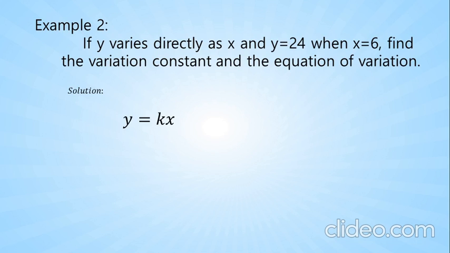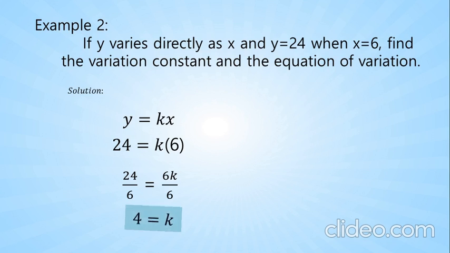Next, we substitute the given values of x and y into the equation. Therefore, we have 24 is equal to k times 6. Then, we will have 24 is equal to 6k. Solving for k, we divide both sides by 6. Therefore, k, or the constant of variation, or the variation constant, is equal to 4.